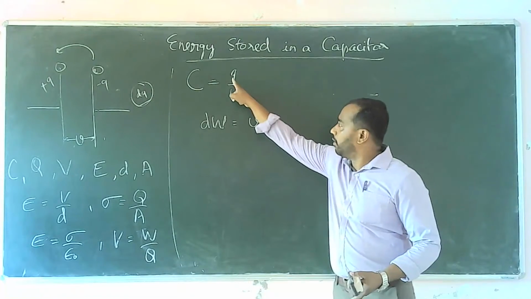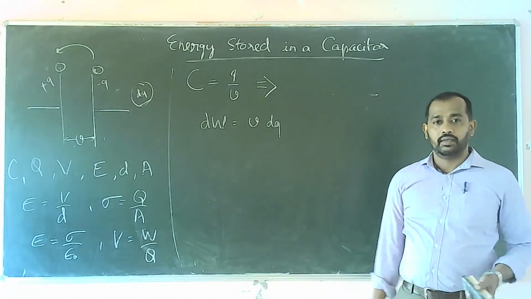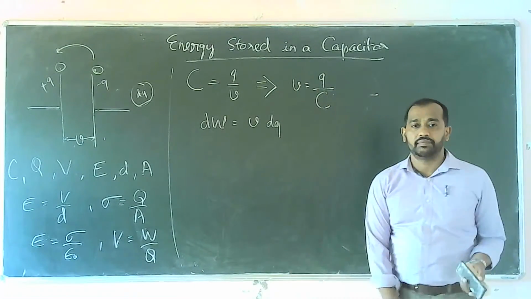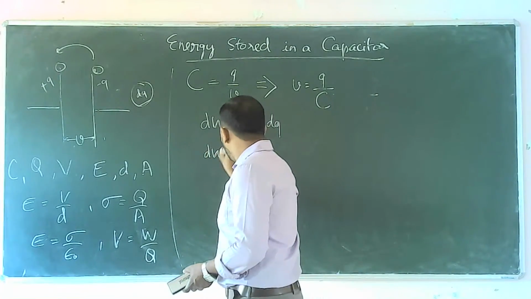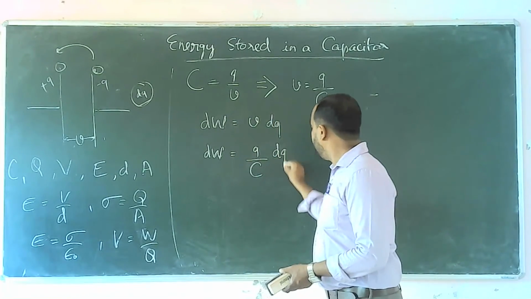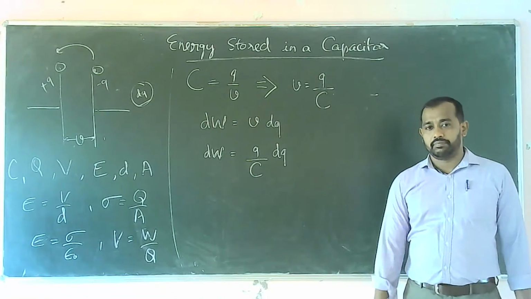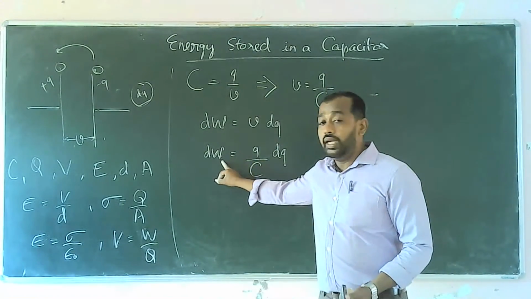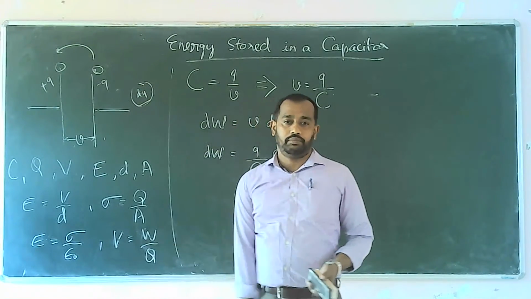Substitute the value of V from this equation. Rearranging, we have V equal to small q divided by capital C. Substituting it here, we have dW equal to q divided by C into dq. Okay. C is a constant. We need the total amount of work done. Here we only have how much work has been done in transferring a given installment of dq.